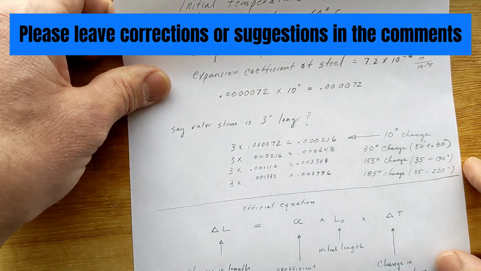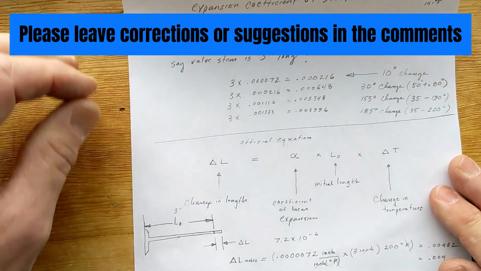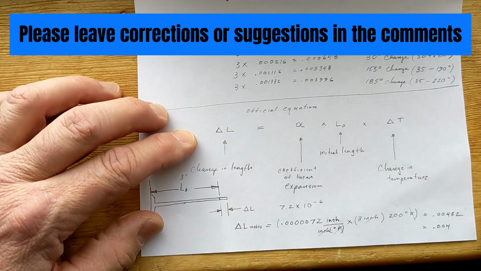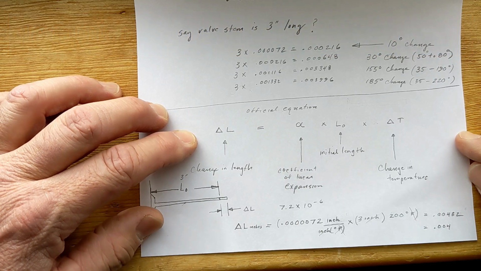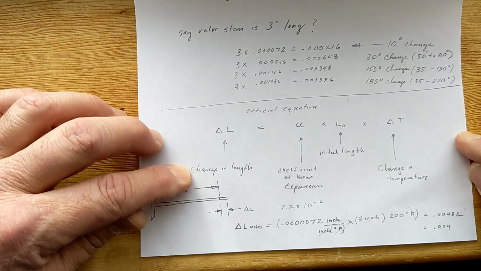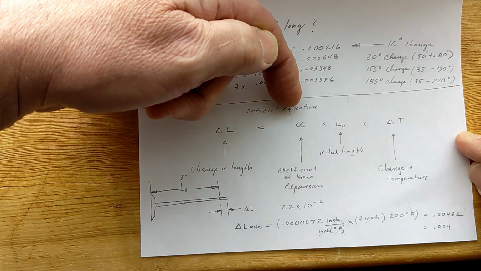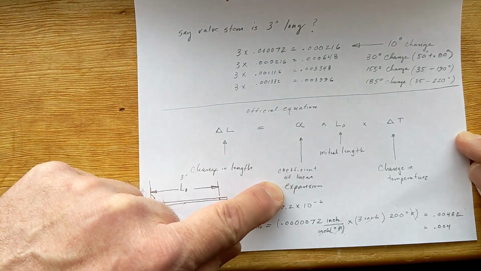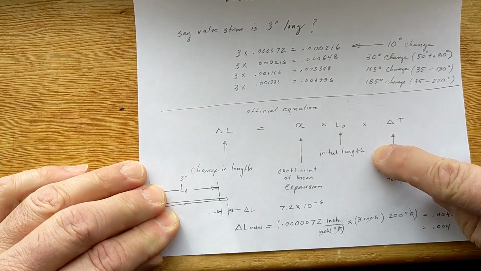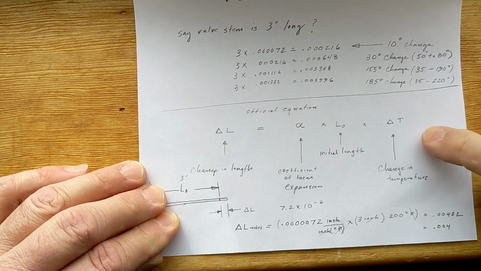So then I thought, well, I better figure out the units on this equation. Generally, if you can do a factor label method on your math, you can come up with better results. So here's the official equation. Delta L, which is the change in length, equals alpha, the coefficient of linear expansion, times L0, which is the initial length, times the change in temperature.